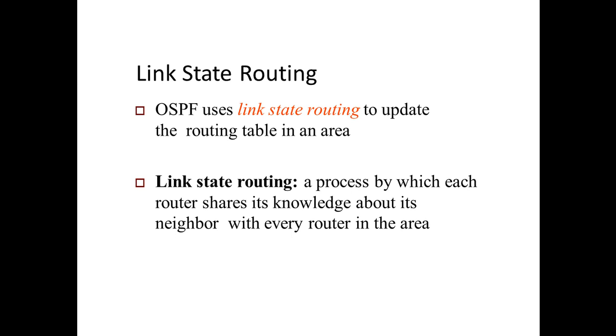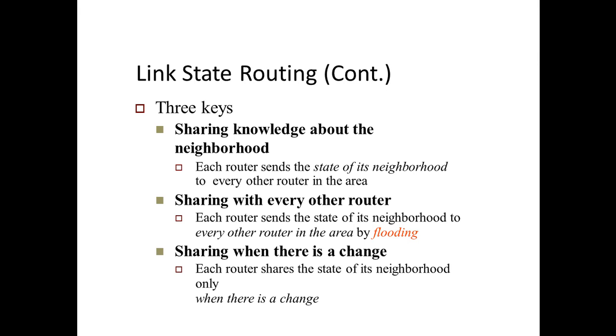Link state routing is a process by which each router shares its knowledge about itself and its neighbors with every other router in the area. So this router will be communicating with every other router, and it will provide all the information about the neighborhood towards all the destinations. There are three keys for that.